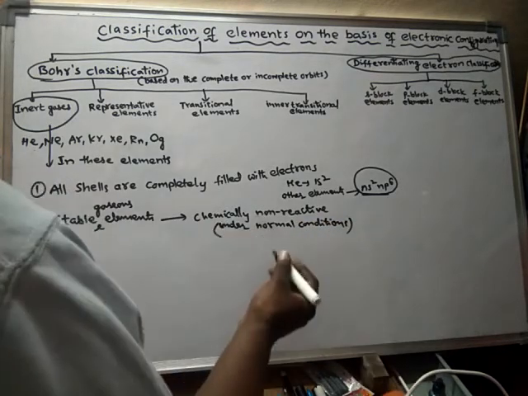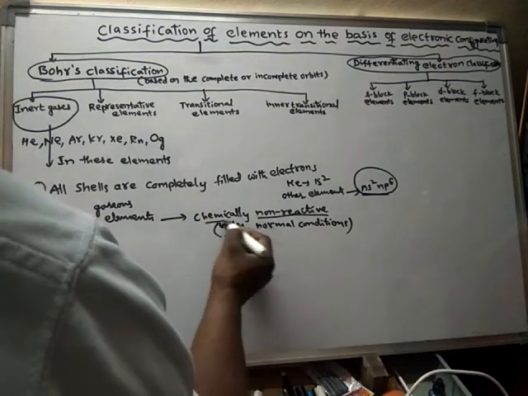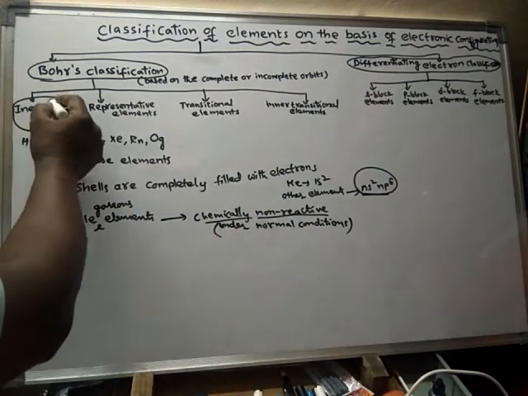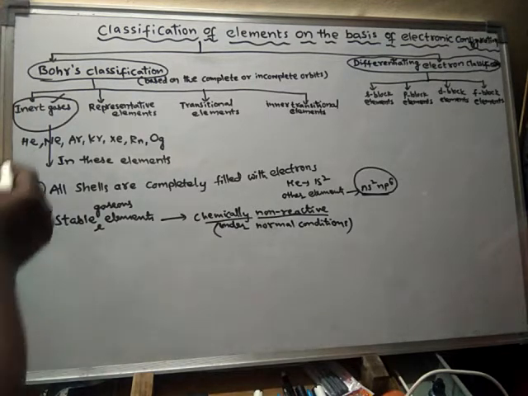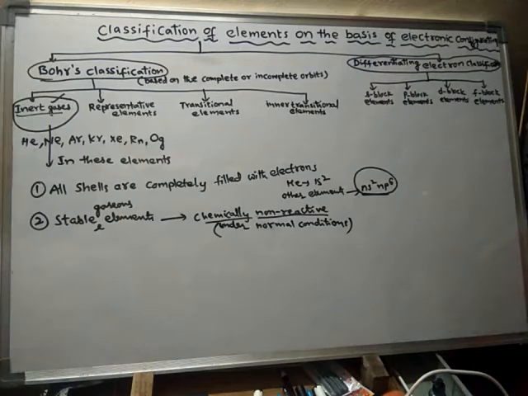As they are chemically non-reactive, hence they are called inert gases. Inert means chemically non-reactive. Because they do not participate in any chemical reaction, these atoms do not want to combine with any other atoms, because these atoms are already stable. As these atoms are stable, they do not participate in chemical reactions, they do not combine with any other atom, and they do not form compounds.